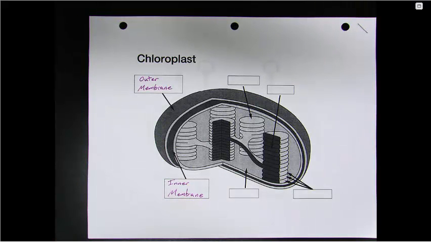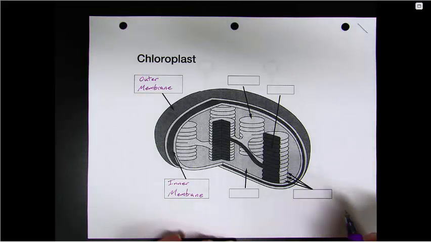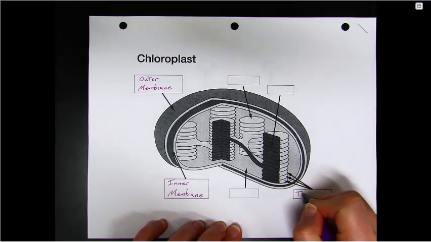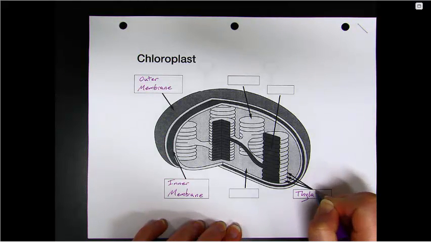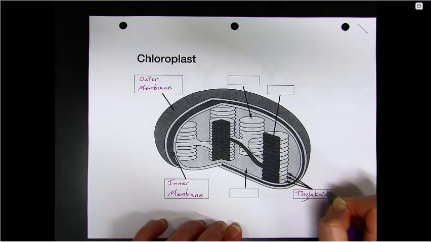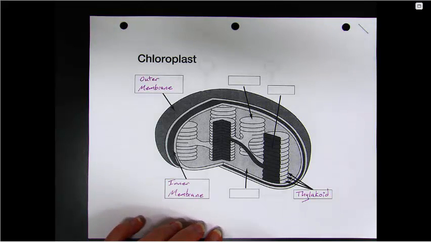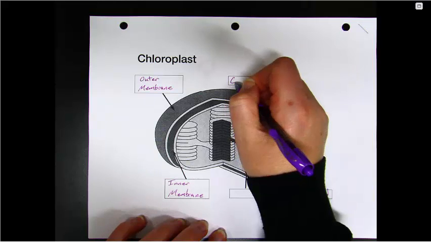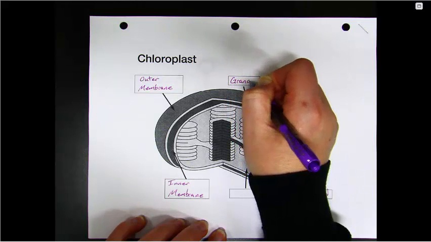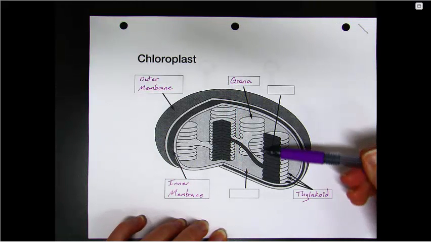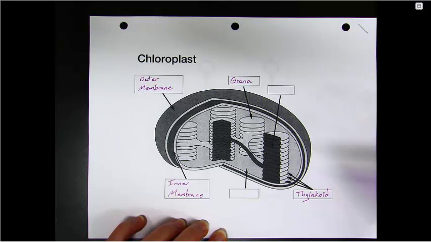The chloroplast also has these structures inside of it that look like little pancakes. Each of these pancakes is called a thylakoid. Once we have a bunch of thylakoids stacked together, we call that stack of thylakoids a grana. And you can see that in this structure here in the back of the image.